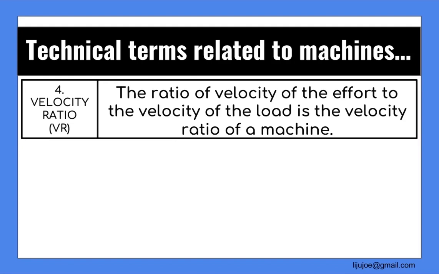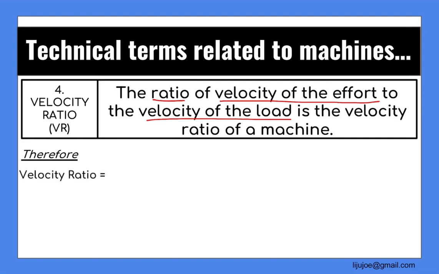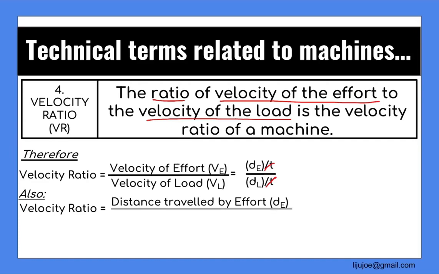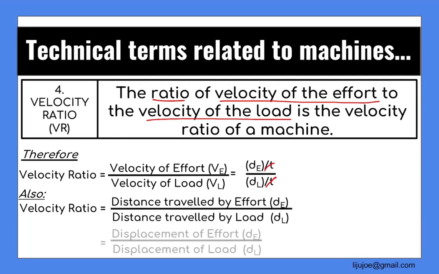And the fourth term, velocity ratio, represented by the symbol VR. The ratio of velocity of effort to velocity of load is called velocity ratio. We can write velocity ratio as velocity of effort divided by velocity of load, VE by VL. We know that velocity is equal to distance by time. So we can write it as distance of effort divided by time, the whole divided by distance of load divided by time. Therefore, the time T and T get cancelled and it becomes distance traveled by effort DE divided by distance traveled by load DL, or displacement of effort by displacement of load. So velocity ratio can be written as VE by VL, or as DE by DL.